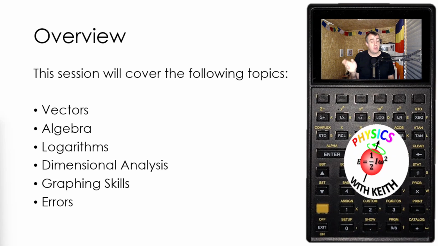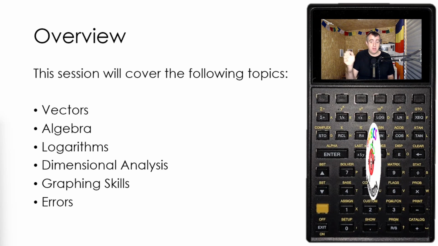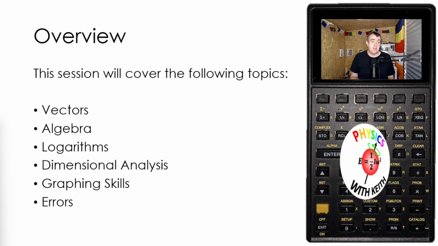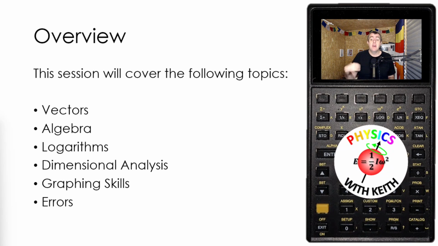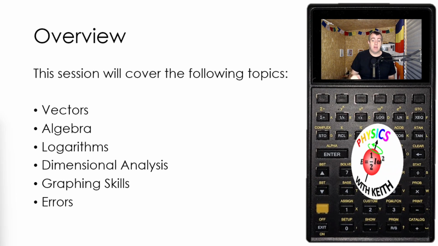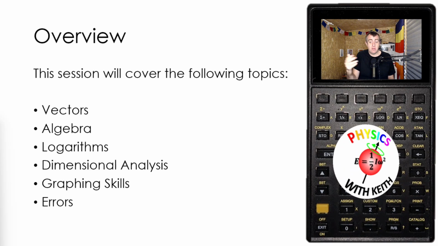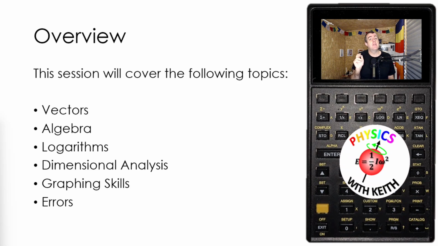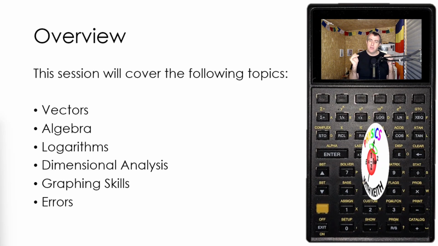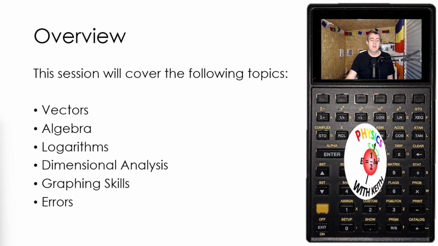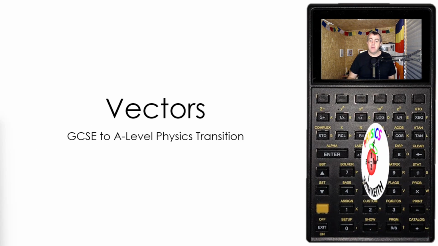Now, it may well be that you've covered some of these before. For example, you might have studied vectors in mathematics and physics already for your GCSEs, or you might have studied algebra to some level. We should have studied those things. We should also have studied some graphing skills and errors, but it doesn't mean that you've covered them to the right sort of level to make a good start. Let's start by looking at vectors.